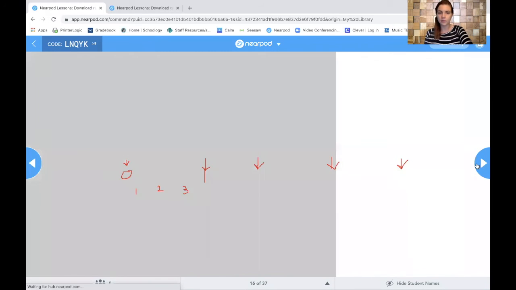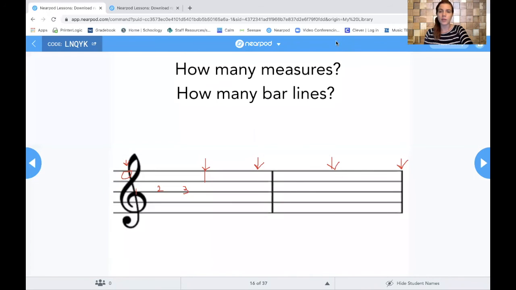Okay. Let me take all my drawings away. Look at this picture and count how many measures you see, and then count how many bar lines you see. I'll give you a few seconds. Okay, let's count them together. We have 1 measure, 2 measures. For bar lines, we have 1 and 2 bar lines.